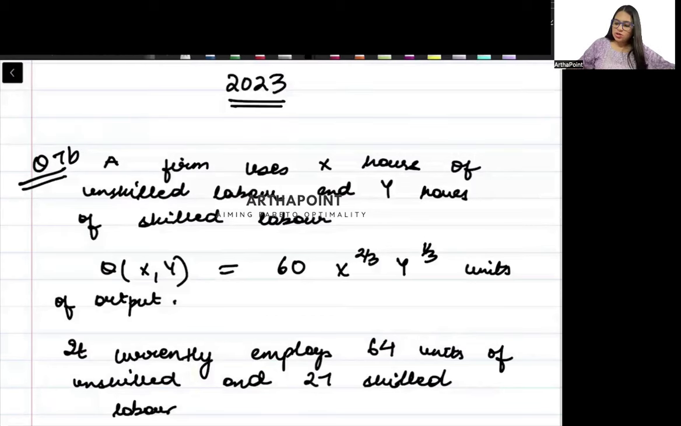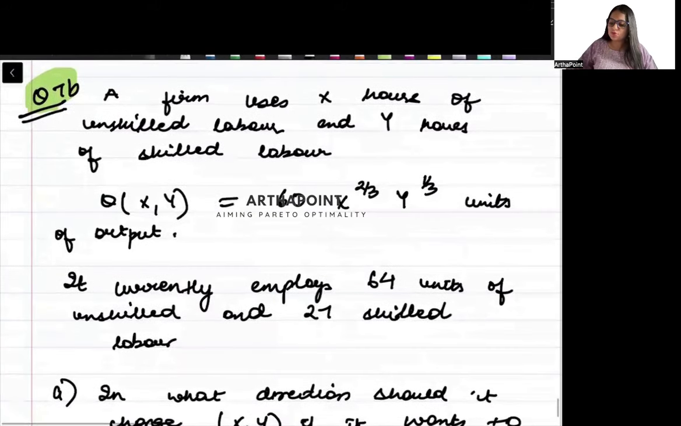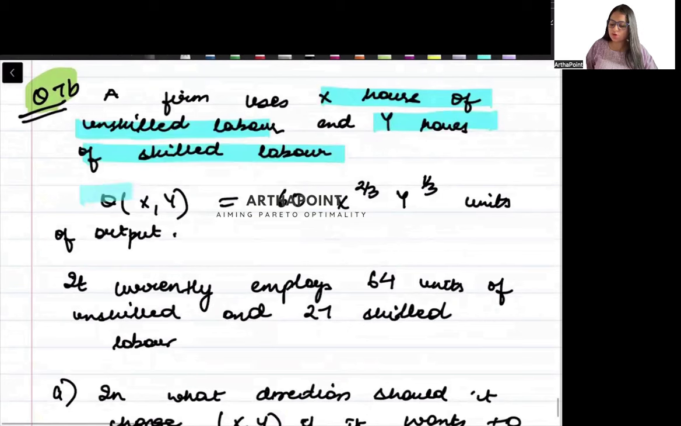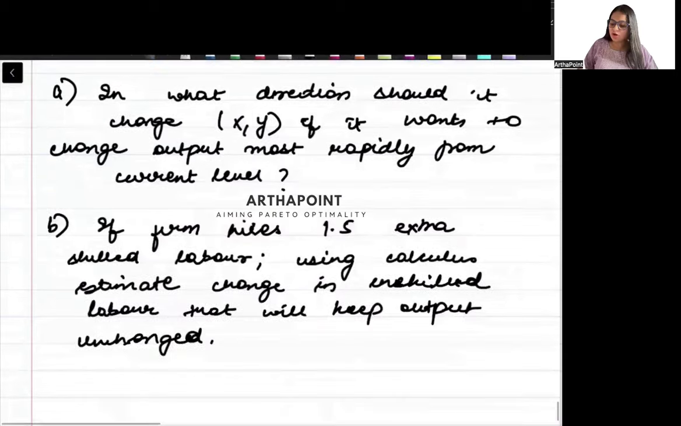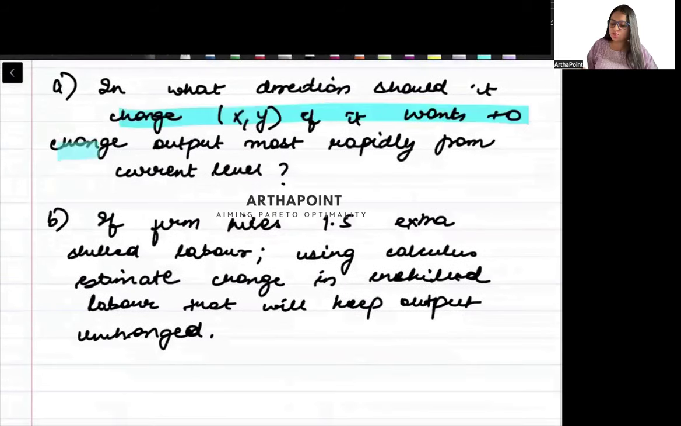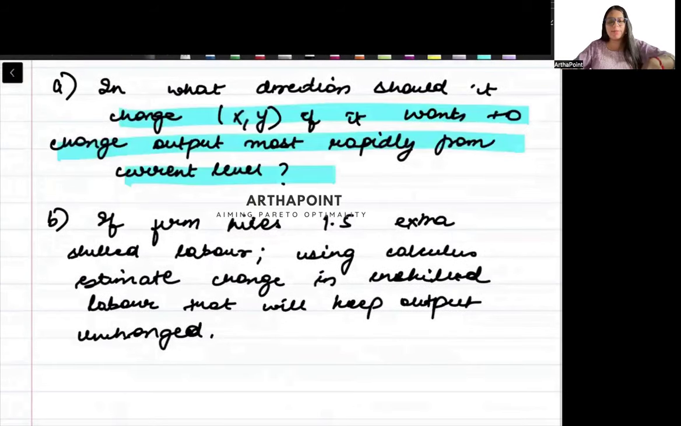Let us look at question number 7B of the 2023 paper. Please try to read the question. A firm uses X hours of unskilled labor and Y hours of skilled labor, and you are given this production function. It says it currently employs 64 units of unskilled labor and 27 skilled labor. In what direction should it change if it wants the output to change most rapidly from the current level?